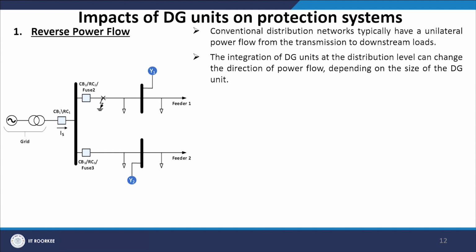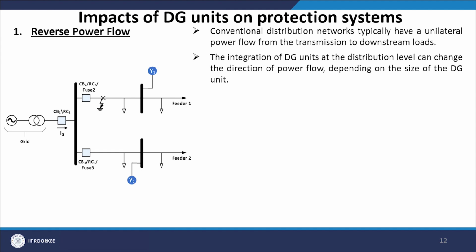The integration of DG units can potentially lead to various negative effects on protection devices, which can be categorized as follows. The first one is reverse power flow. The second one is false tripping. The third one is blinding of protection. The fourth one is unwanted islanding. And the fifth one is unsynchronized reclosing. Now, let us focus on what reverse power flow is.